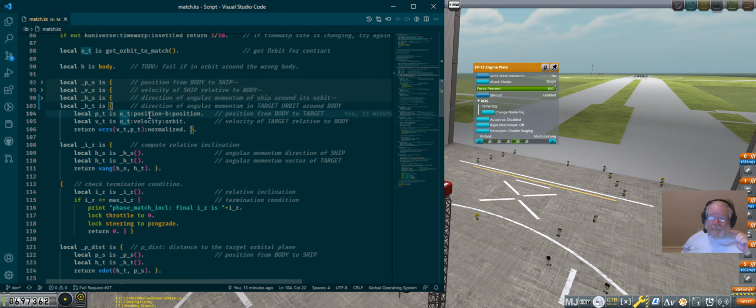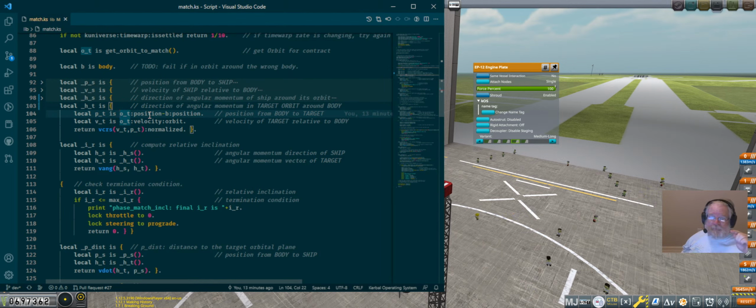We lock throttle to 0, we lock steering to prograde. This will cause KSP to no longer be calling all the little delegates we're creating. Yay! The delegates will still exist. Boo! But that's okay. I'm not sure what kind of garbage collection C# does under the hood here. I hope it's really good, because every 5 seconds we're creating a whole new set of delegates. Okay, so that's our termination condition. We can fold that.